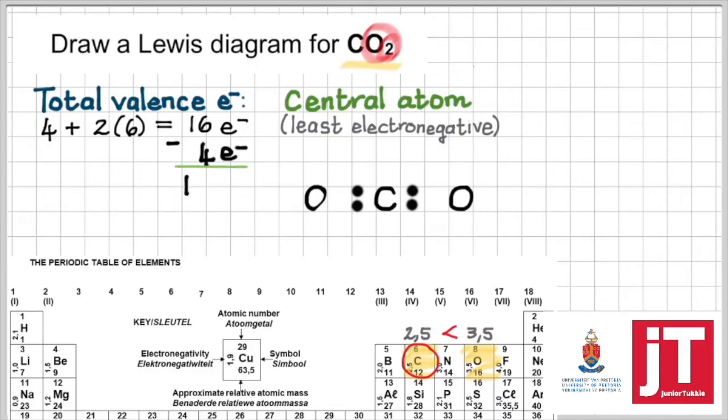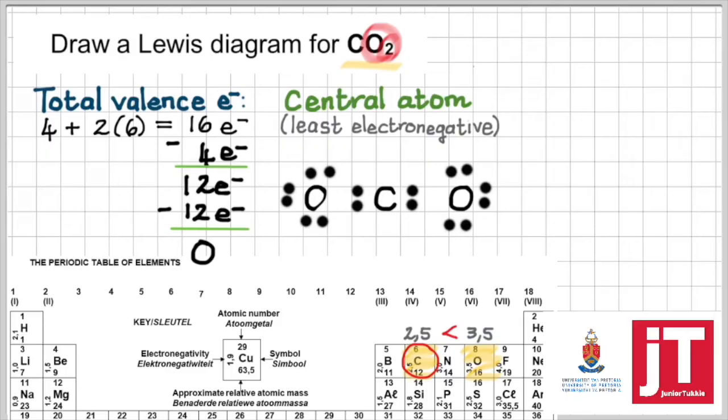This means that we have used up 4 electrons and are left with 12. Now we can complete the octets of our terminal atoms, which are oxygen. To do so, we add 6 electrons to each one of the oxygen atoms. In doing so, we have used up the 12 electrons and are left with none.